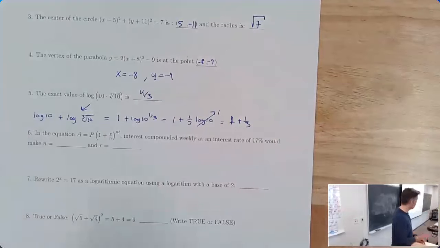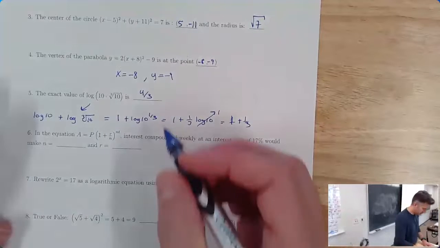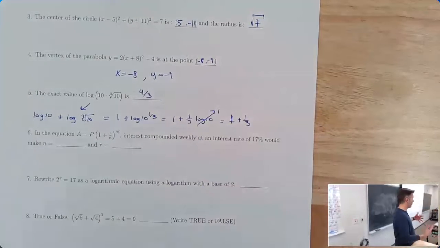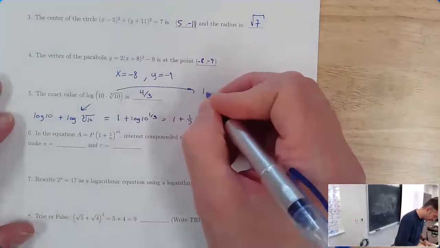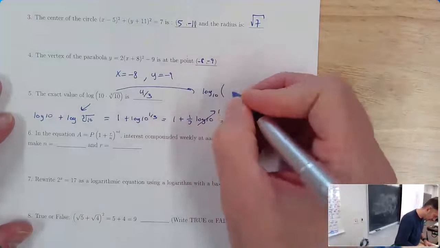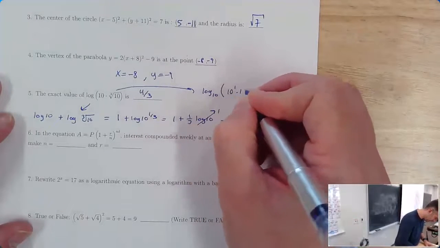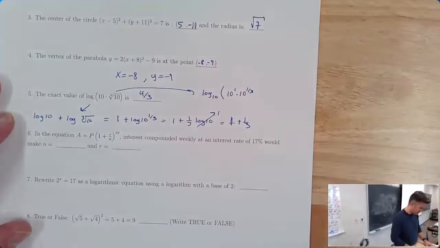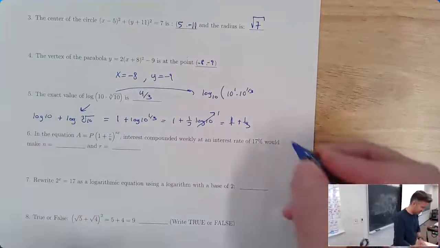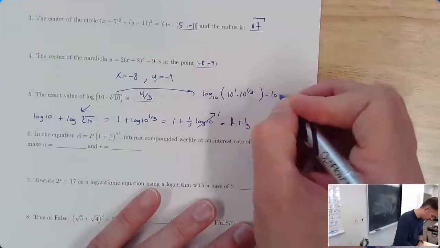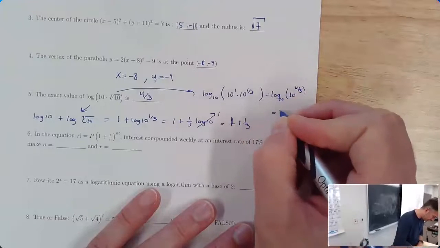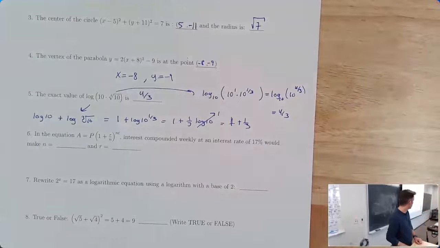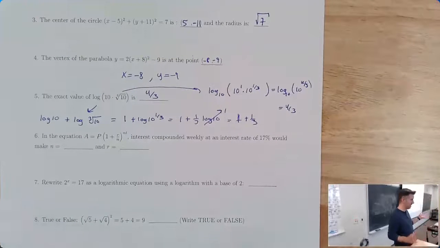Or you could simplify the inside of the logarithm first. And again, I'm showing all the work. If you know it's 4/3, you can write 4/3 for full credit. Or you could say, well, I'm going to write this as log base 10 of 10 to the first times 10 to the 1/3. And 10 to the first times 10 to the 1/3 is 10 to the 4/3. That's log base 10 of 10 to the 4/3. And then that's just 4/3. So you can think about that either way.